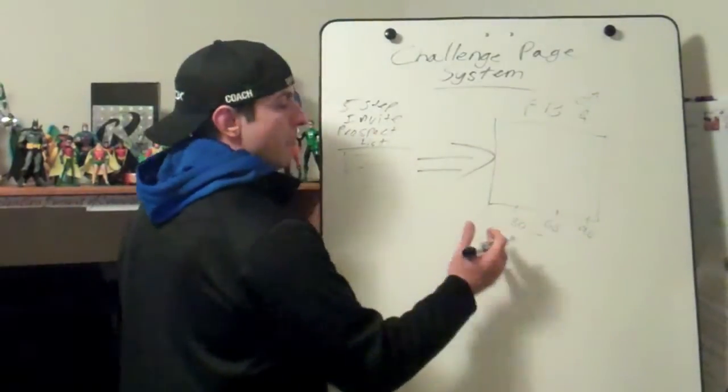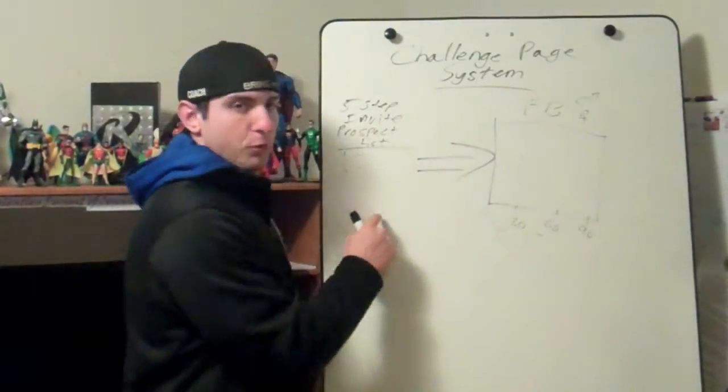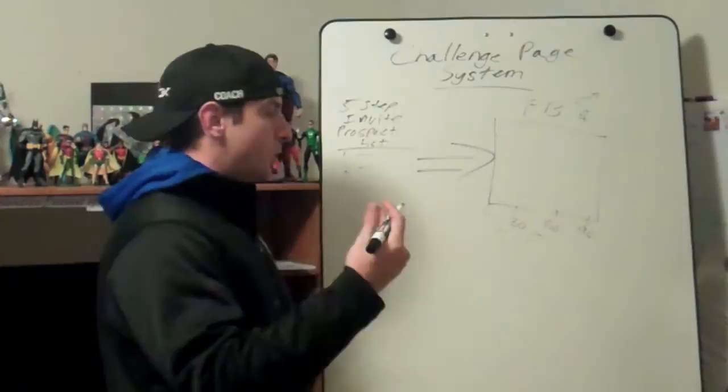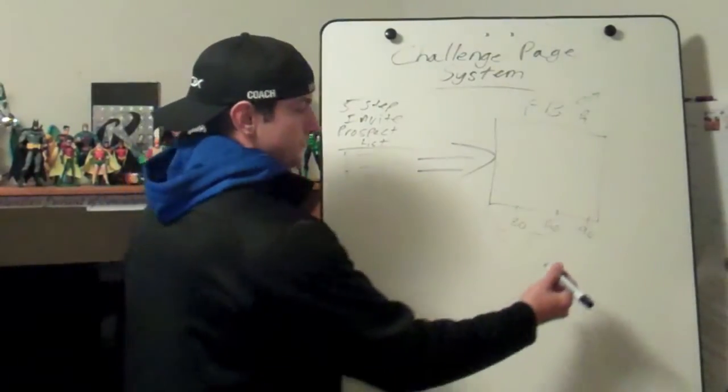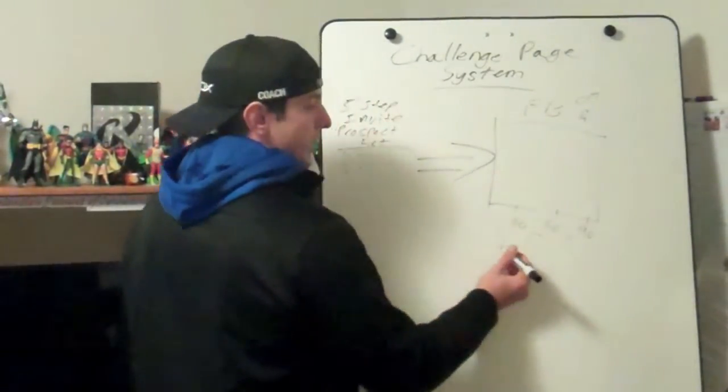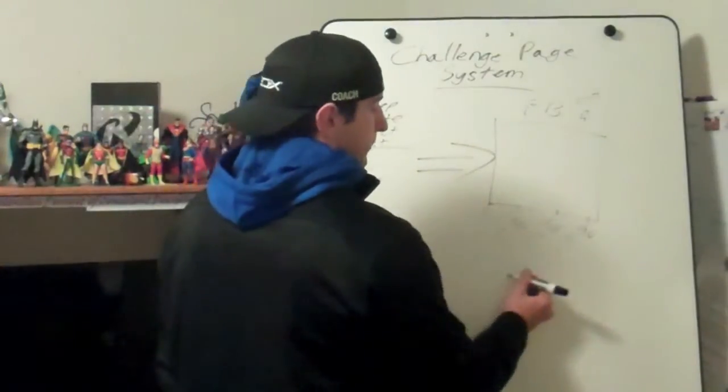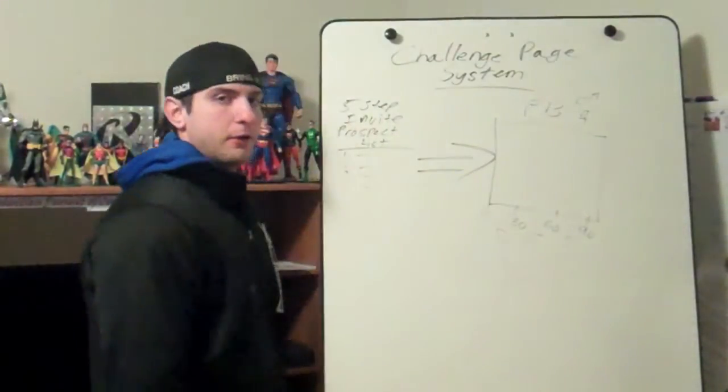And then again, month 3 starts, you're building your prospect list, you're following the same system, you're doing your invites, you get 5 more people, right? So your challenge group can have up to 15 people in it during the 90-day period.